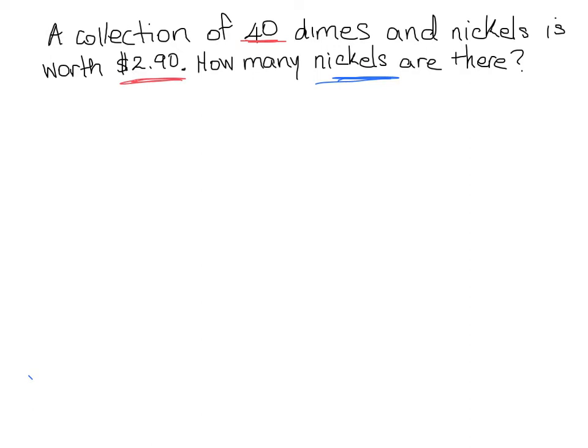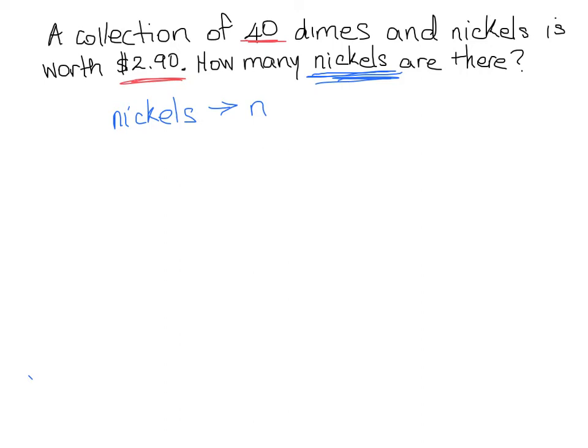All right, so we need to pick out a variable. The question is about nickels and dimes, so we can use either one. But since the question is asking us specifically about nickels, I am going to choose to use nickels as my variable. And conveniently, it starts with n, so I'm going to use n. I don't have to. I could use x, I could use p, I could use anything I want, but I use n.